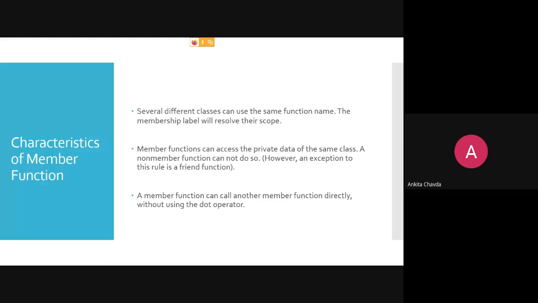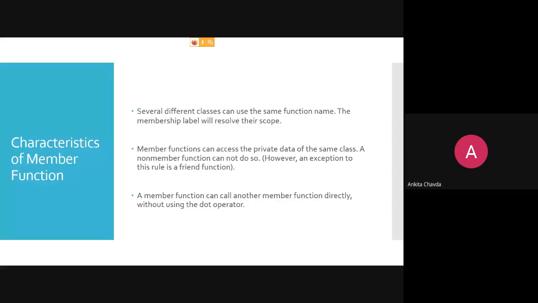Now the characteristics of a member function. Several different classes can use the same function name, so the membership label will resolve their scope. Each and every class could have the same function name, that is get data. So how can I identify whose get data function this is, from which class? That is why I need the label, the scope resolution operator, and then only my function name.